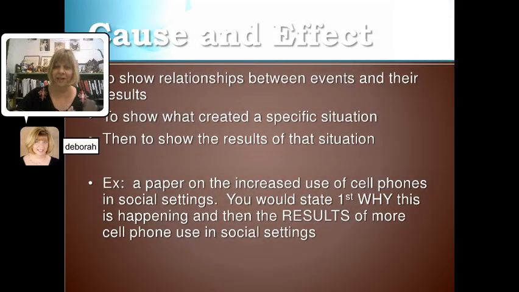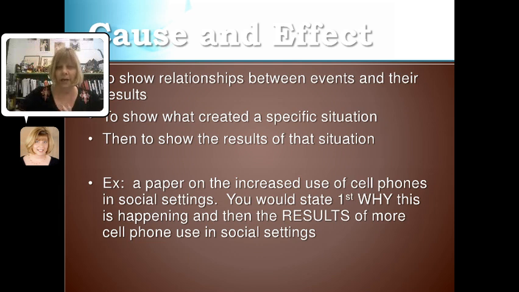Now, cause and effect is one of the most common types of argumentative writing that you will be asked to do. This is when you're asked to show relationships between events and then the results of those relationships. So basically, you're first showing what created a specific situation and then what are the results of that particular situation.